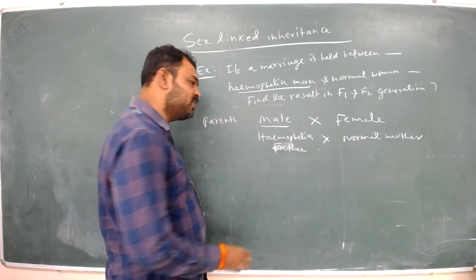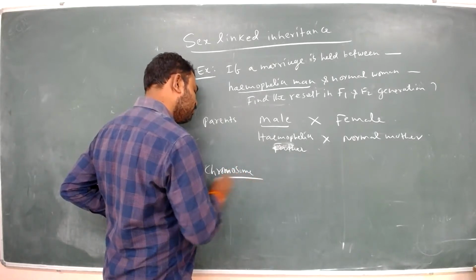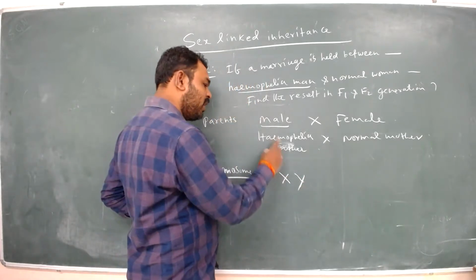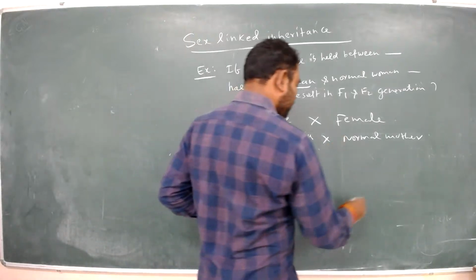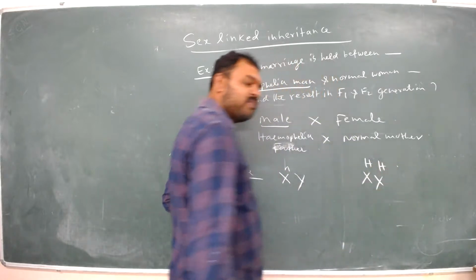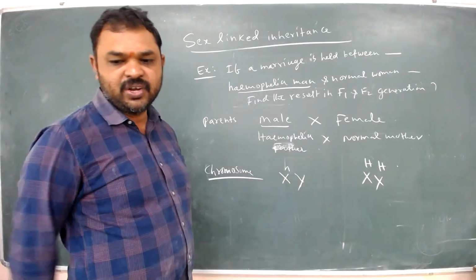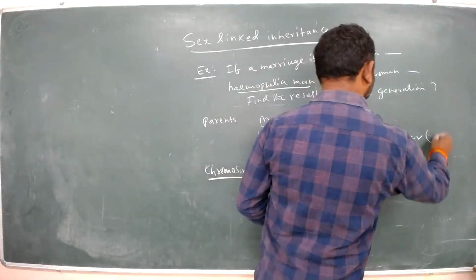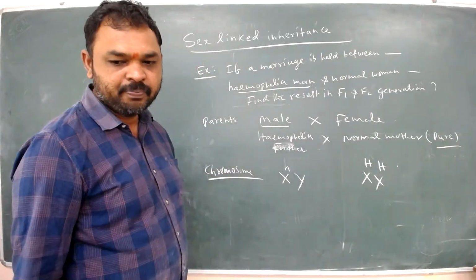Hemophilia father means what is the genotype? Man means X chromosome, Y chromosome. On the X chromosome there is a recessive gene: XHY. But the normal mother is HH, or otherwise H small h, heterozygous, which is simply normal. Take the pure normal mother, that means the homozygous normal mother.